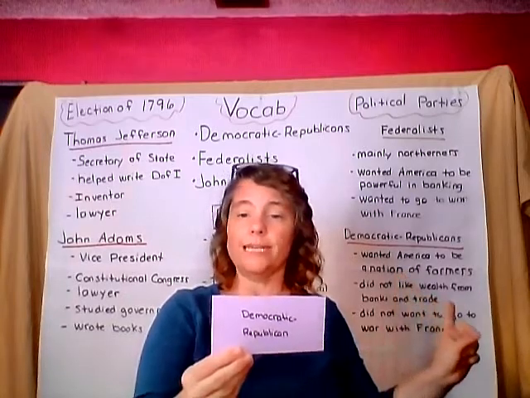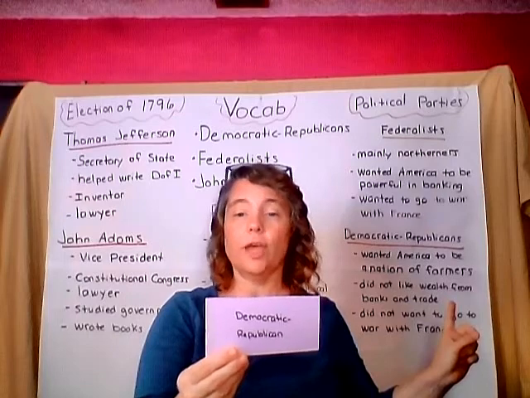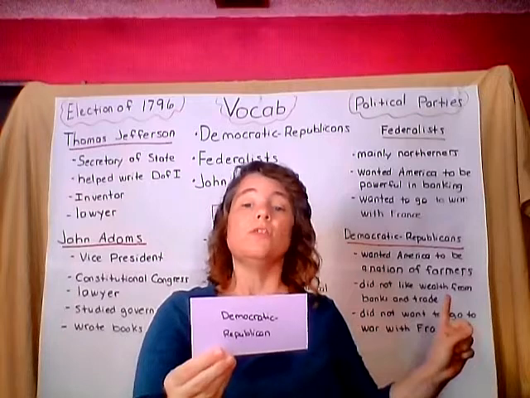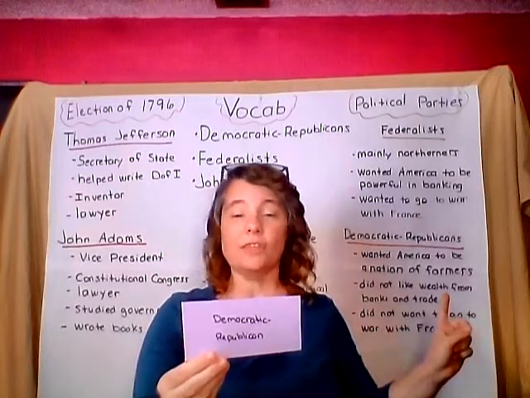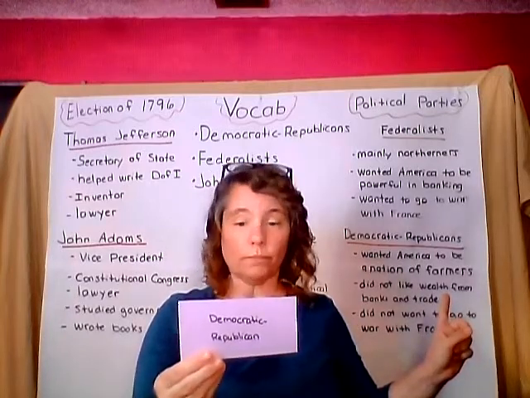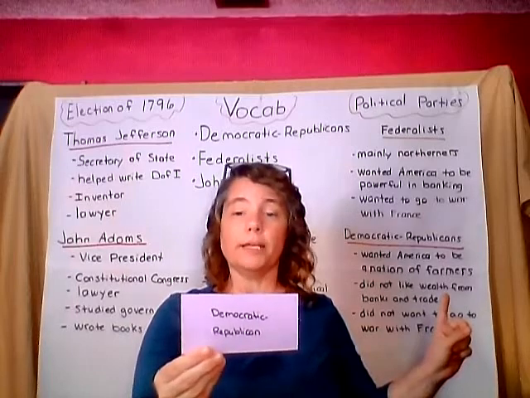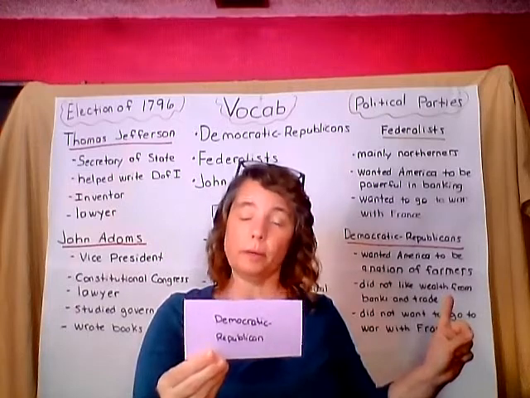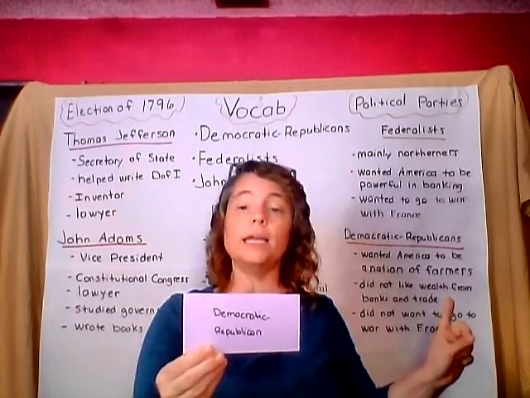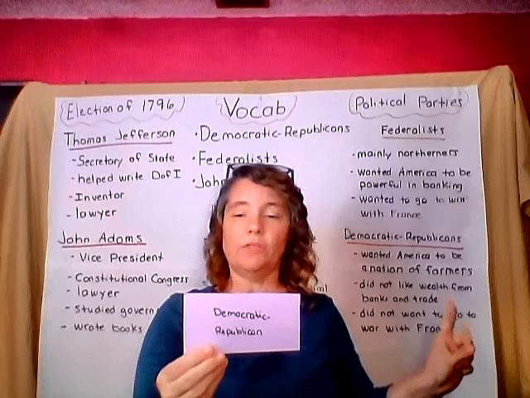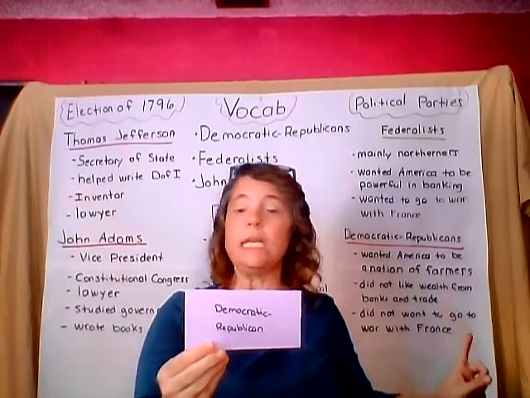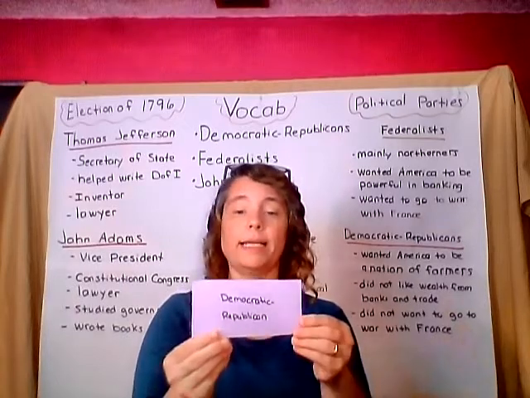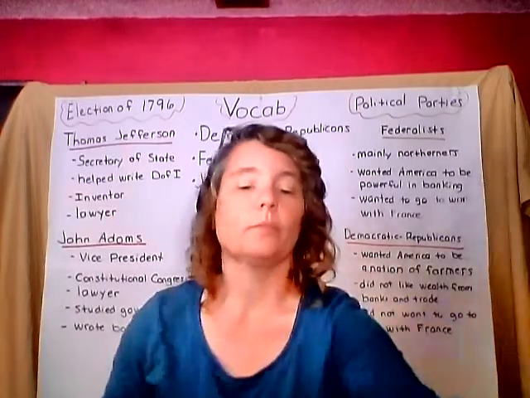And they also did not like the wealth from the banks and the trade because they thought it was going to divide our country into the very rich and the very poor, which they thought was very unequal. Okay? So the Democratic Republicans thought that the wealth from the banks and the trade would make the Americans unequal to each other, and they didn't think that was fair. And then finally, they did not want to go to war with France. Okay? Those were some of the ideas that they had.